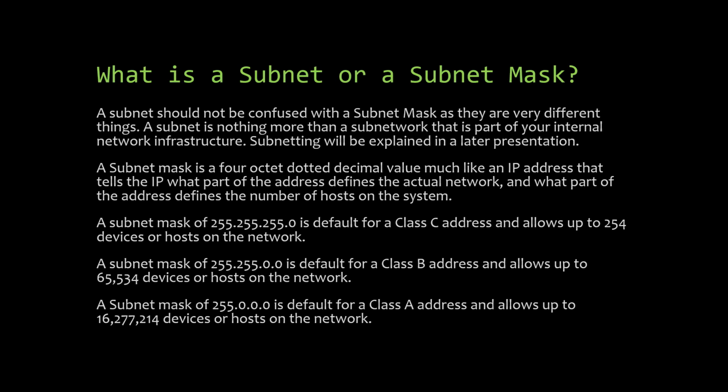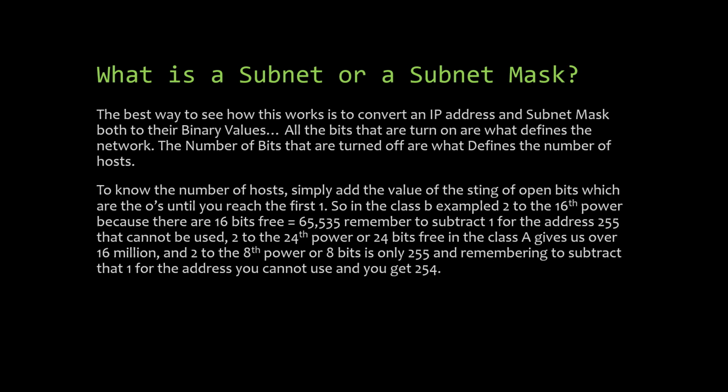So yeah, if you wanted to go with an IP address from a Class A scheme, you can have over 16,277,200 devices on your network. The best way to see how this works is to convert the IP address and subnet mask both to their binary values. All the bits that are turned on are what defines the network. The number of bits that are turned off are what defines the number of hosts. To know the number of hosts, simply add the value of the string of open bits, which are the zeros, until you reach the first one.